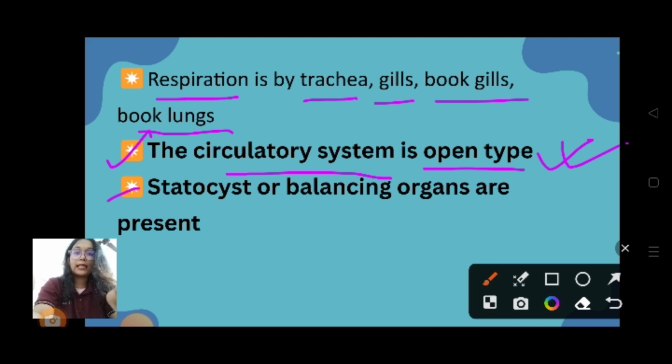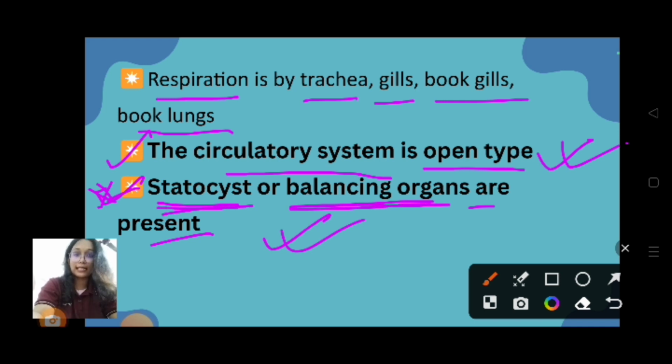Okay, then the next point unique to this phylum is that statocysts, which are known as balancing organs, are present in the phylum Arthropoda. These are the balancing organs that are known as statocysts. Okay.